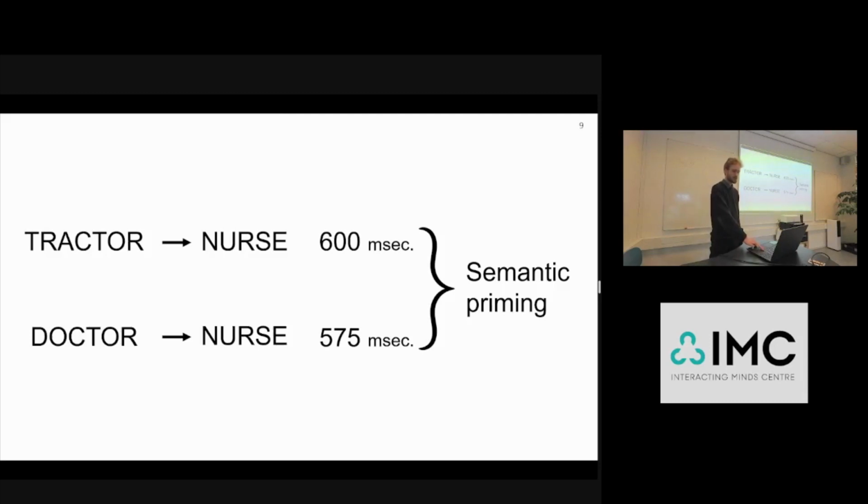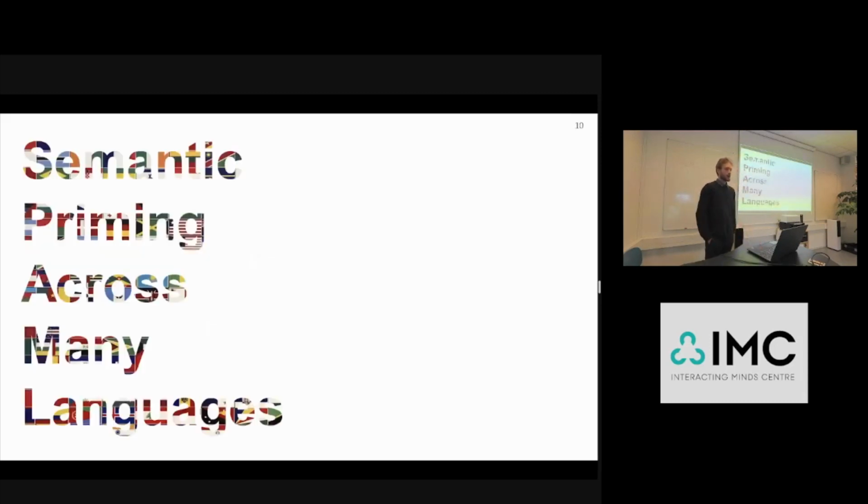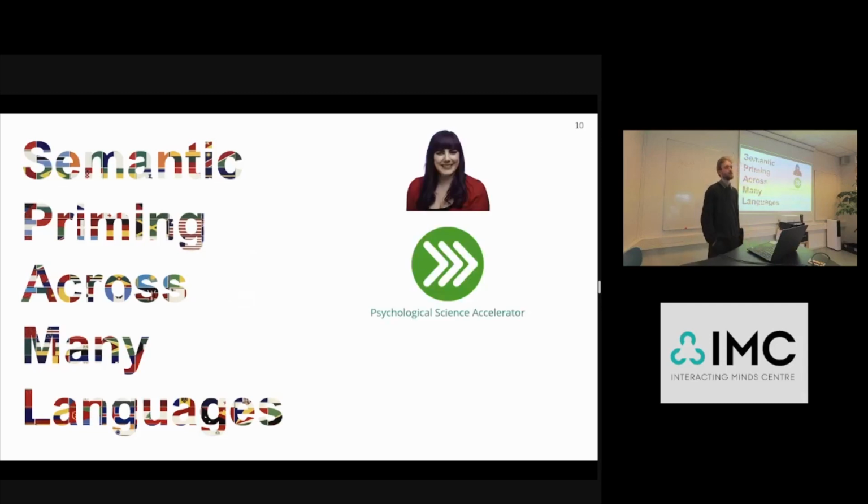So that's semantic priming. Now onto the database. We joined this international collaboration called the Semantic Priming Across Many Languages project. It's run by Erin Buchanan of Harrisburg University in collaboration with the Psychological Science Accelerator, which some of you might know is a platform for building these large-scale collaborations. As the name implies, it's about semantic priming, and it's about many languages.